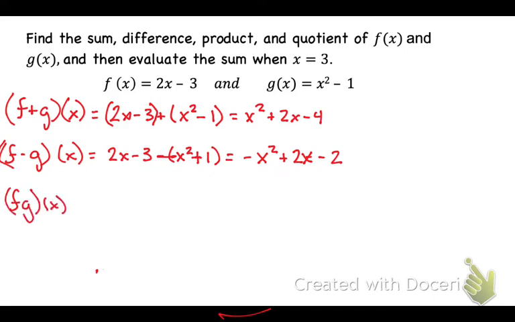Okay, so f times g of x. Now we have to do what? Multiply. Now we have to distribute, right? So do that, and I'll do that. We better get the same answer.